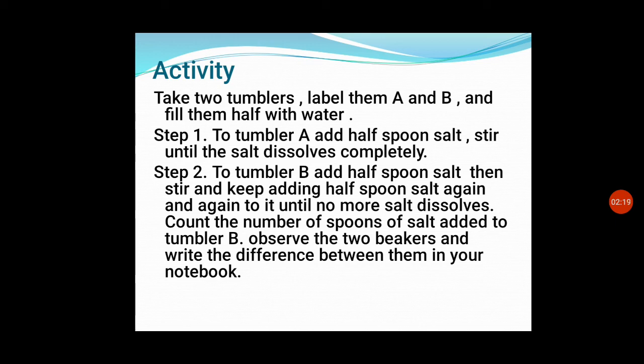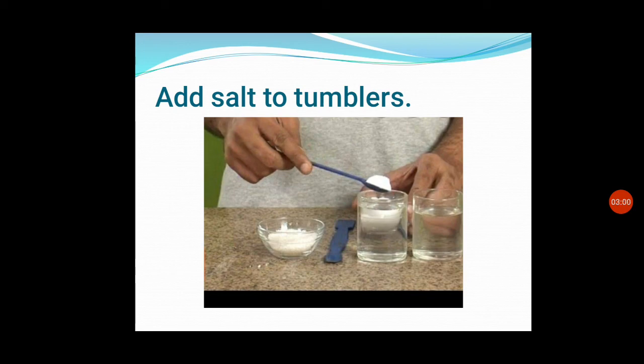Are you getting this? You have to add salt here again and again until no more salt dissolves. And after adding salt, every time you have to stir the solution. I am talking about tumbler B. Count the number of spoons of salt added to tumbler B. How many spoons of salt you have added. Observe the 2 tumblers and write the difference between them in your notebook. Then observe what your findings are and note them down in your notebook. In this way you can do it.